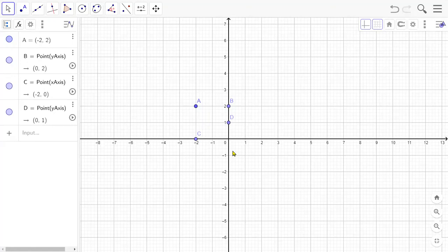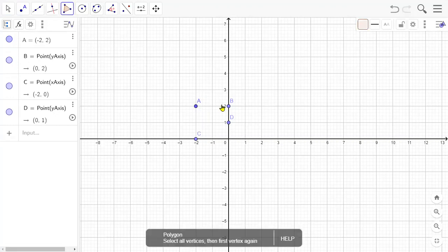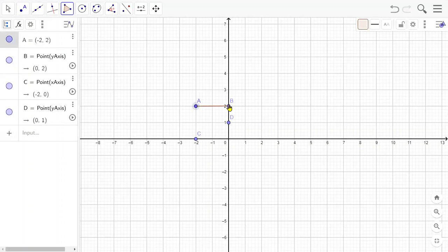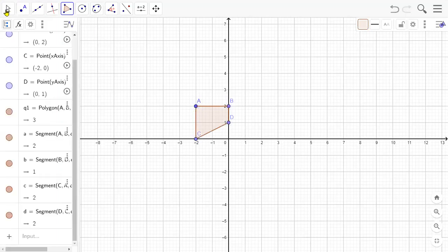Okay, here we have just plotted the 4 vertices of the object, and let's connect all the points, and the object will be formed here. Okay, point A to point B and D. Let's connect like this. Okay, this is the given object.